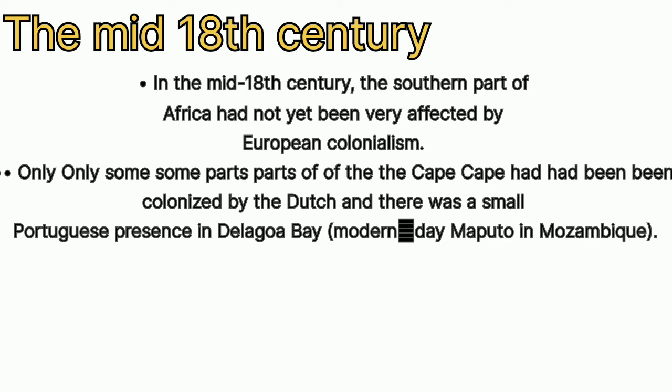The mid-18th century. In the mid-18th century, the southern part of Africa had not yet been very affected by European colonialism. Only some parts of the Cape had been colonized by the Dutch, and there was a small Portuguese presence in Delagoa Bay, modern-day Maputo in Mozambique. That falls under the mid-18th century.